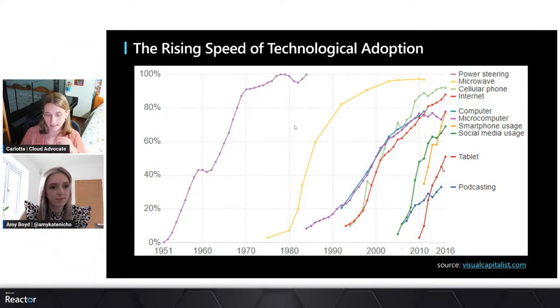See the speed of tablet adoption, or smartphone usage, or social media usage, with respect to all the technologies like power steering here or the microwave, even looking at more recent technologies invented in the last decade of the old century, like the internet, for example, the red line here. The adoption curves are way more gentle and less steep than today. And looking around, we can easily predict how this trend will be confirmed by technologies powered by generative AI, whose speed of adoption could probably be the highest we have ever seen.